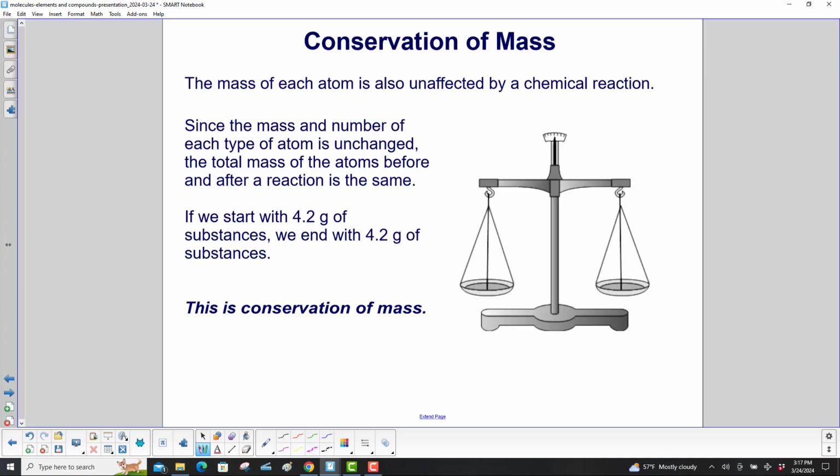The mass of each atom is also unaffected by a chemical reaction. Since the mass and number of each type of atom is unchanged, the total mass of the atoms before and after a reaction is the same. If we start with 4.2 grams of substances, we end with 4.2 grams of substances. This is the conservation of mass.